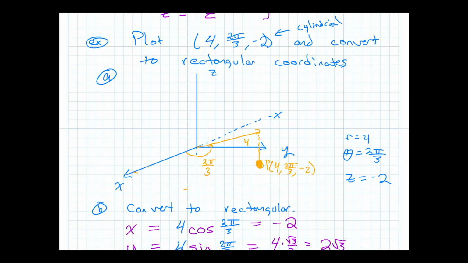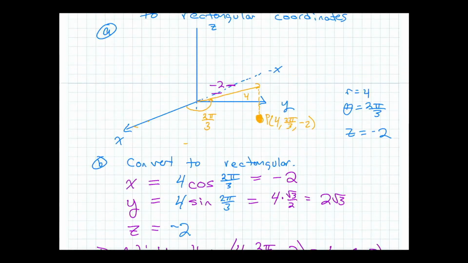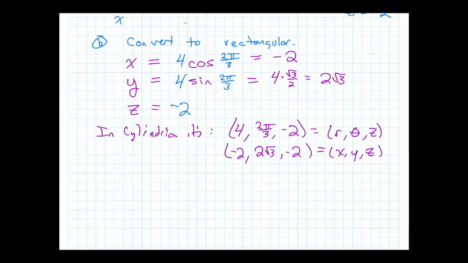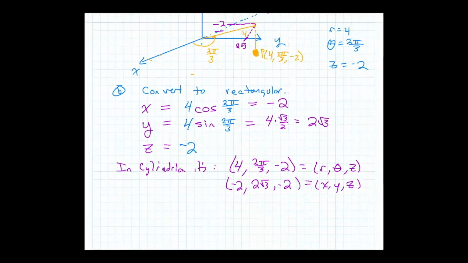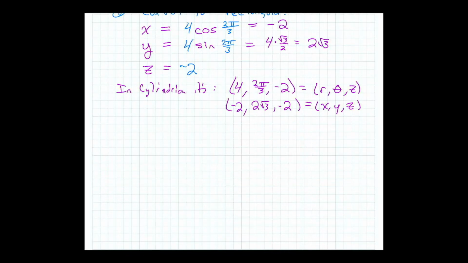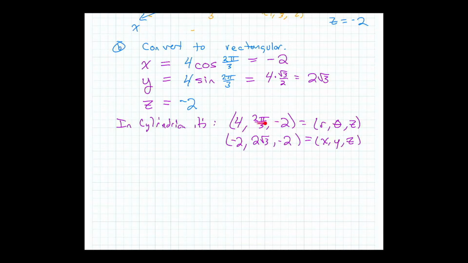So that would be like 1, 2, -2 in the x direction. And then in the y direction, it was positive 2 square root 3. So that's like 2 square root 3. And then that kind of intersects right there. And then the z value is negative 2. So that's just, again, straight down from there. And that's how you convert a single set of coordinates from cylindrical to Cartesian.